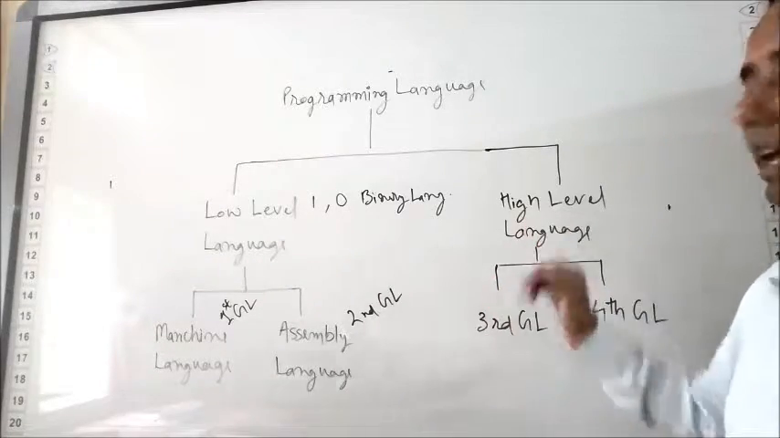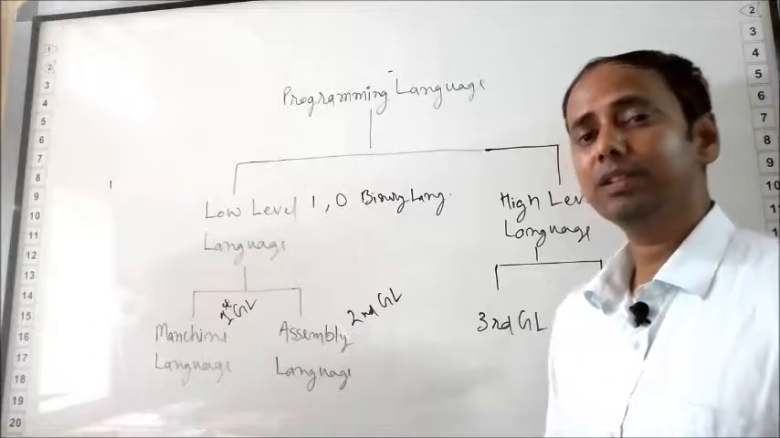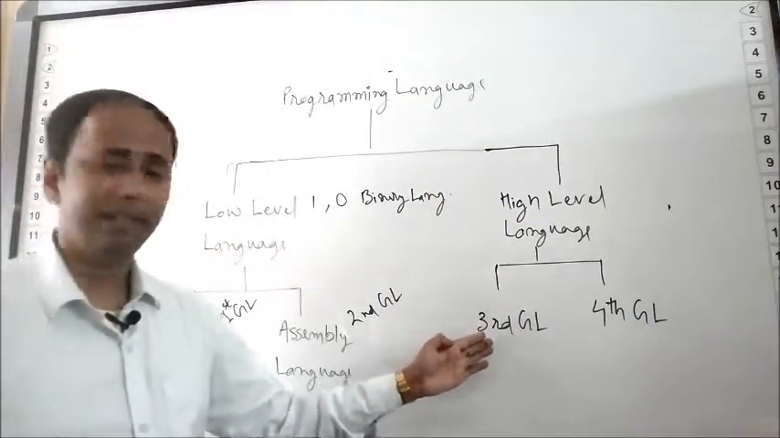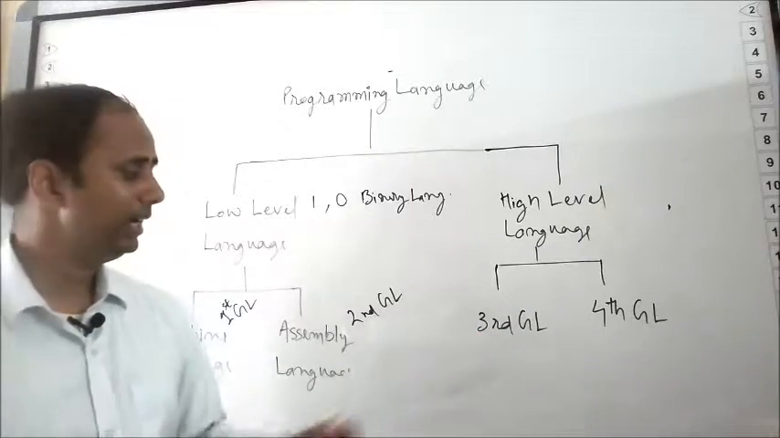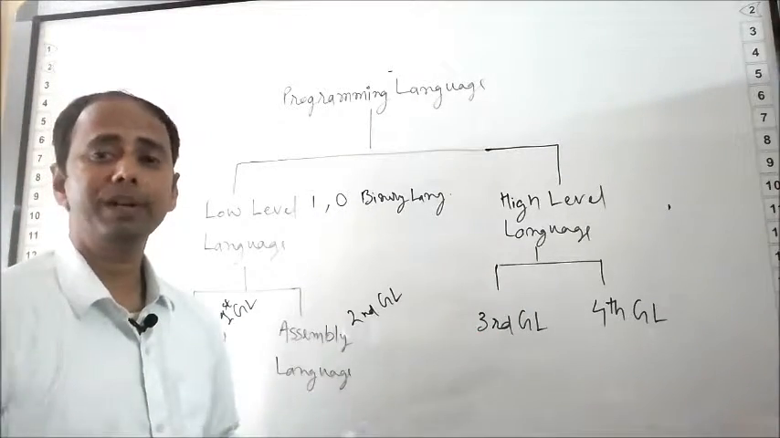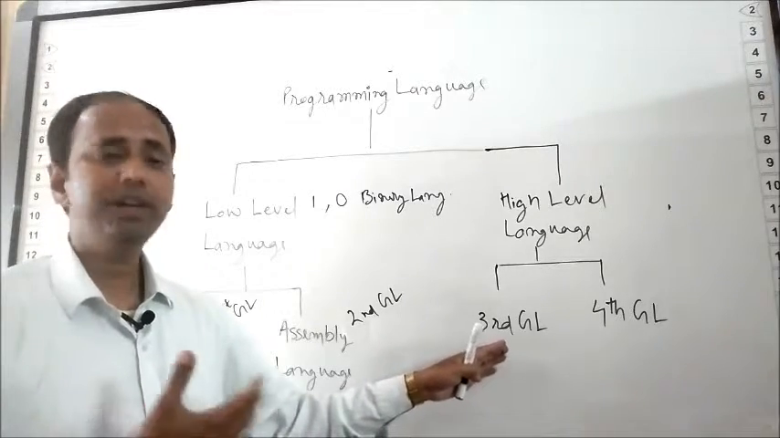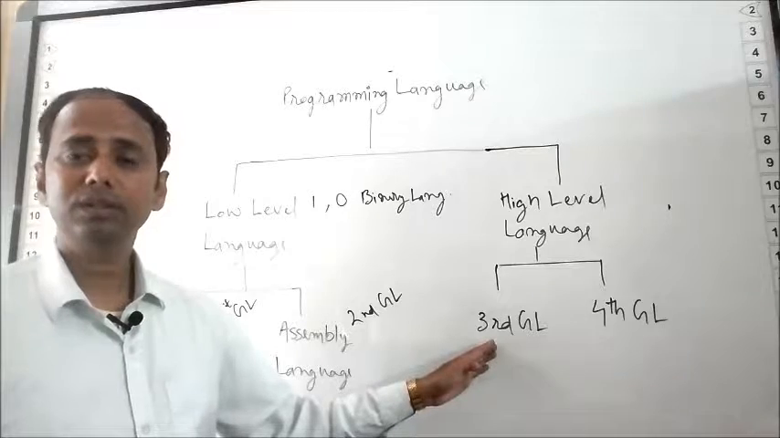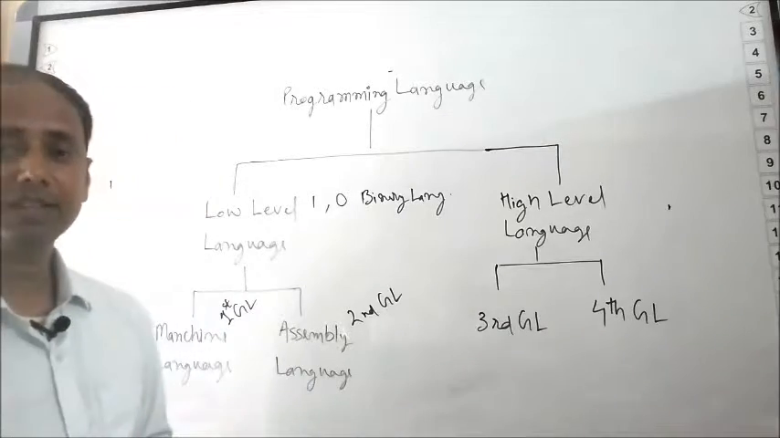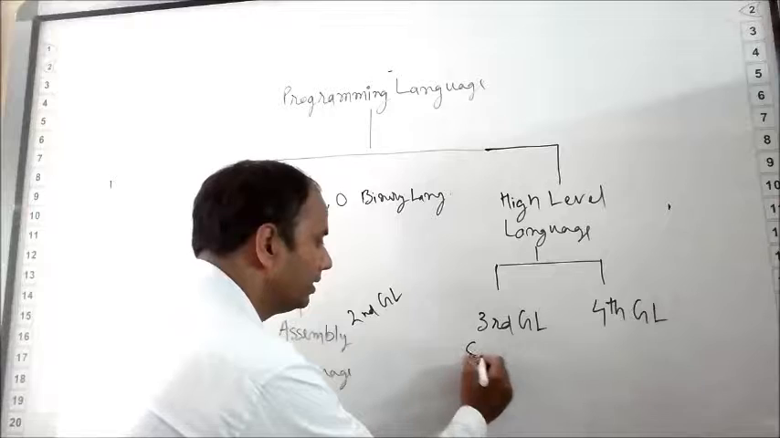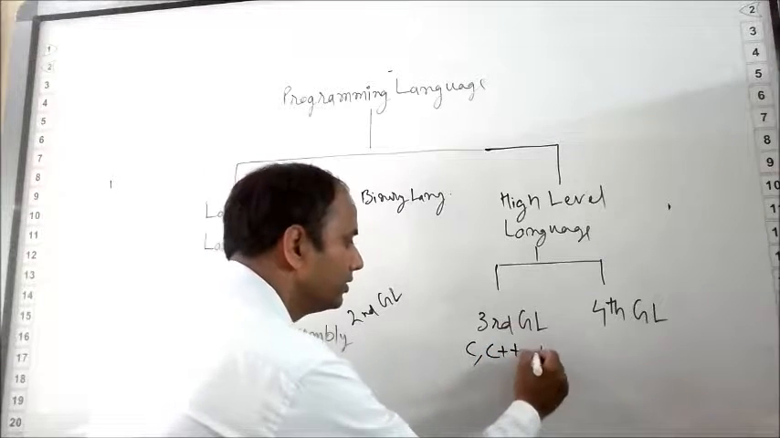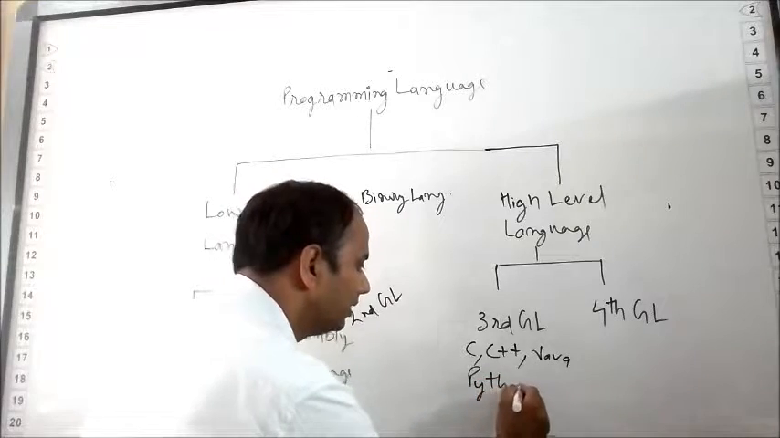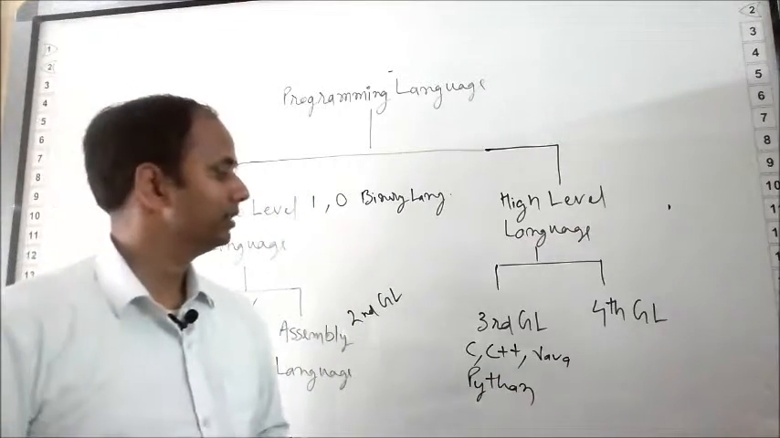Now come to high level language. In high level language, there is the third generation language in which they started using more and more English words, and it was very near to English. So this is called third generation language. In this category we have C, C++, Java and Python. That is in your syllabus.